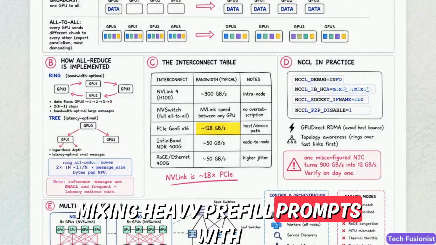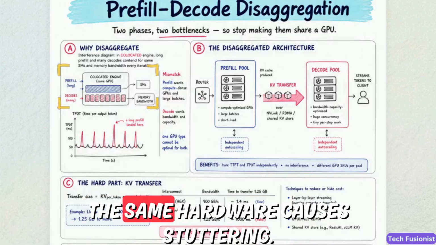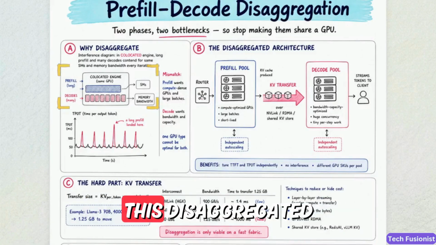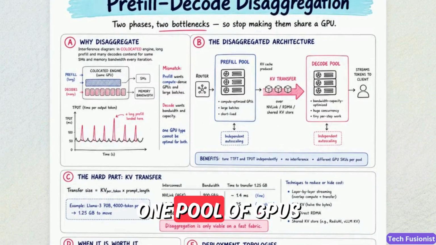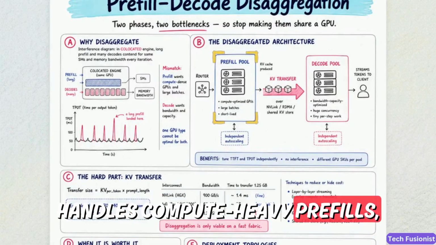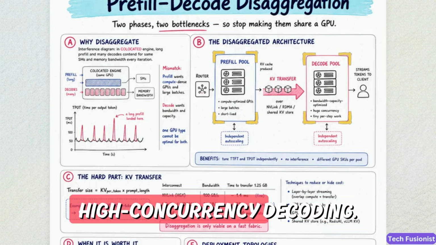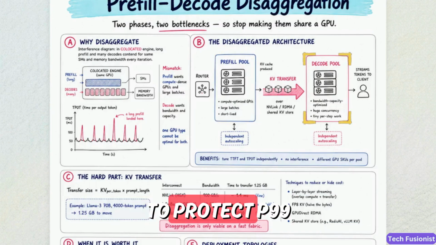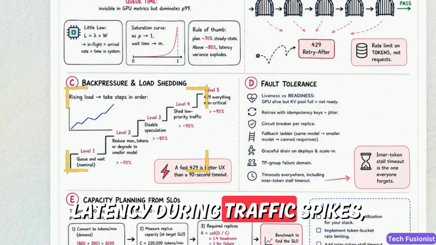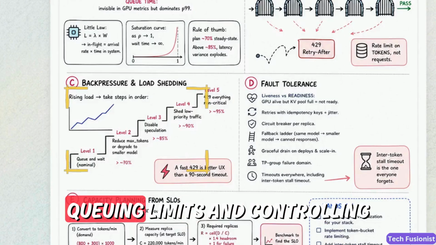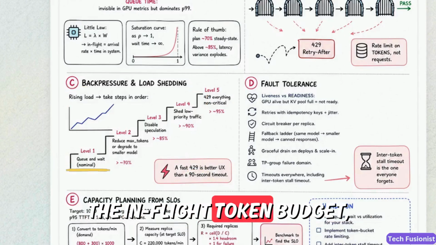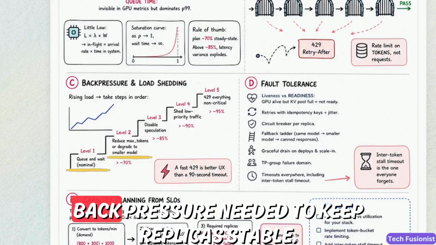Mixing heavy prefill prompts with fast decode requests on the same hardware causes stuttering. This disaggregated architecture diagram offers a solution. One pool of GPUs handles compute-heavy prefills, while another pool handles high concurrency decoding. To protect P99 latency during traffic spikes, we use the defenses in this step chart. By enforcing queuing limits and controlling the in-flight token budget, the gateway provides the backpressure needed to keep replicas stable.